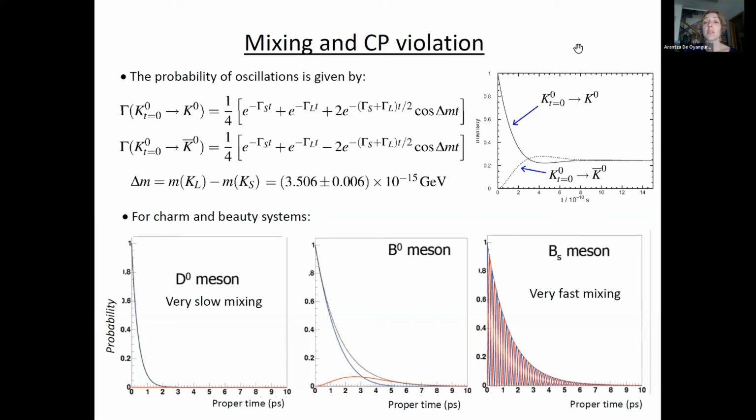This has been studied and very well tested for the kaon system, and it has also been seen and studied for the charm system, for the D0 meson, which has a very slow mixing by comparison. You have the oscillation pattern for the B0 meson, and for the Bs meson, which is in fact very, very fast. This is just the probability to oscillate as a function of the proper time.